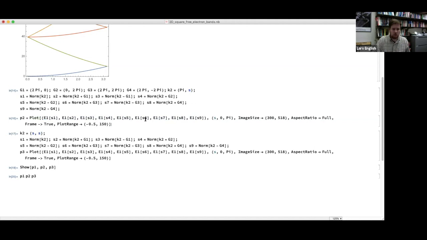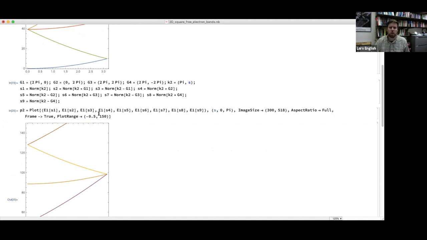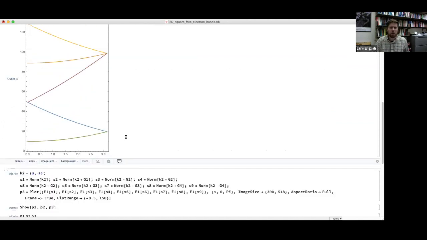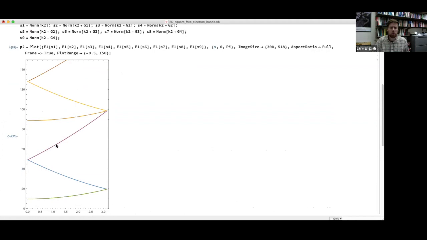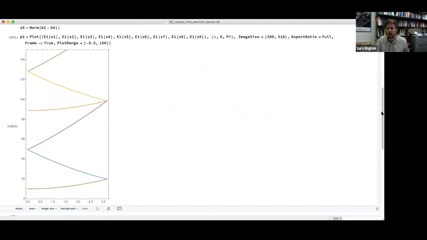Okay, well, let me evaluate this, and then let me execute that as well. And here we go. Here are 9 curves now. Let's see, 1, 2, 3, 4, 5, 6. Some of them fall right on top of one another. So there's some degeneracy here. Okay, but there we go. That is for path 2 going vertically up to meet the corner.